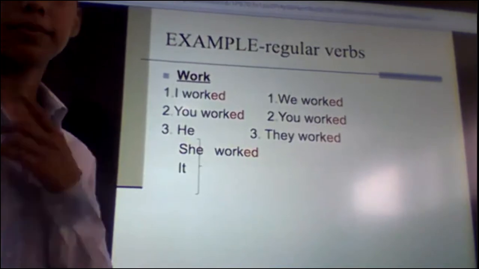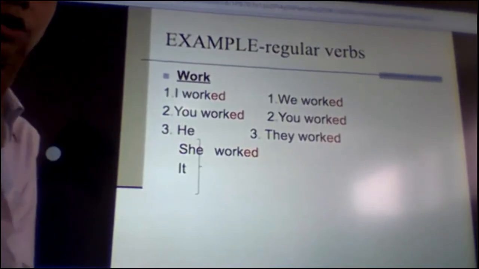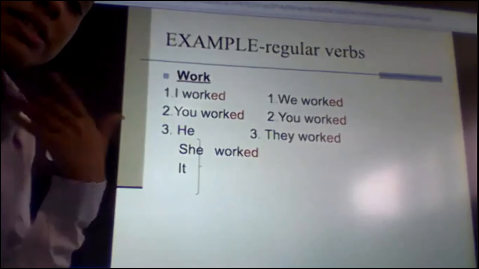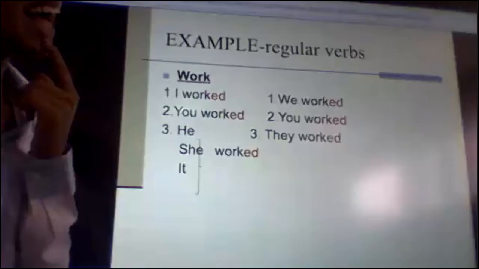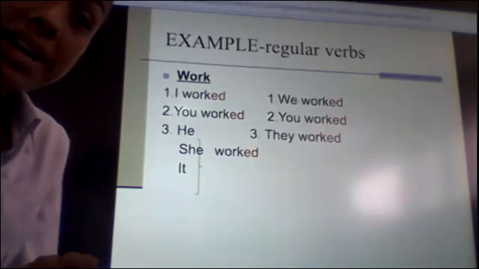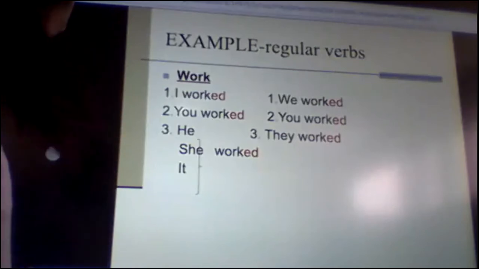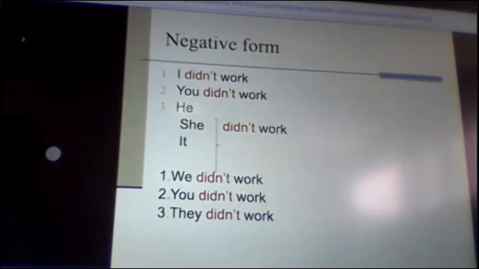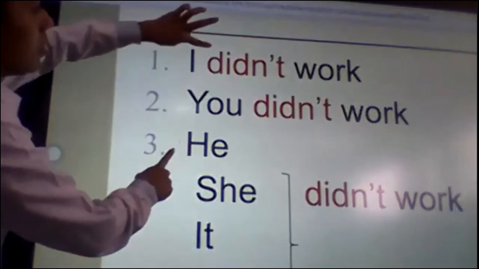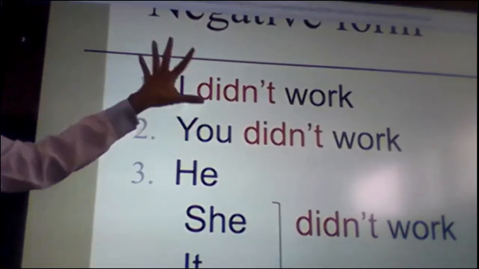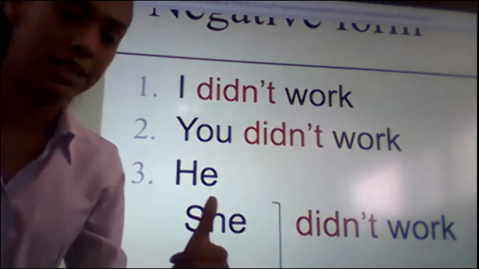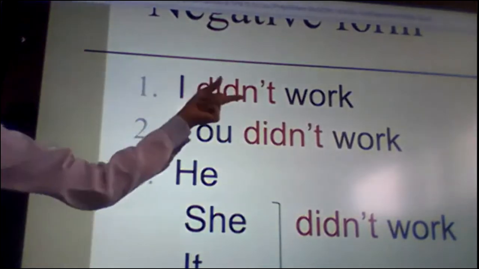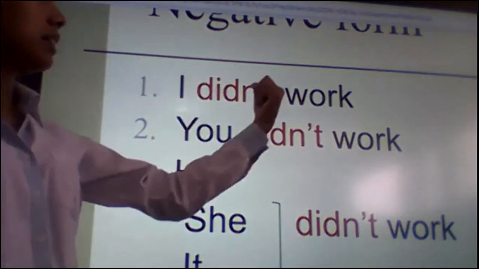Do is in present. How is it in past? Do you remember? Does. Does. Kind of. Does is in present for third person. In past, we have did. Did. Did is my auxiliary to indicate that this is negative. Did plus not. Didn't. I didn't work.